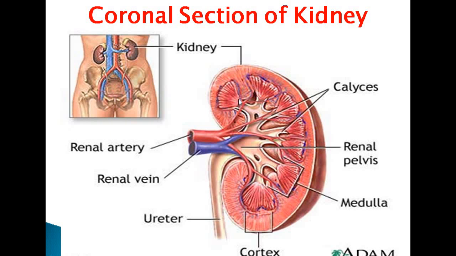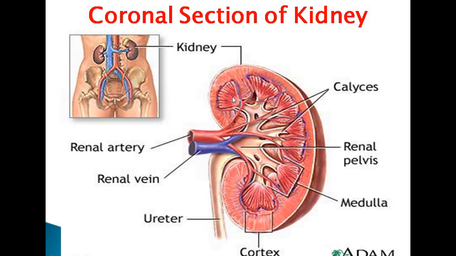The renal papillae are indented by the minor calyces. These are the minor calyces. The cortex again has 2 parts: the cortical arch, which caps over the bases of the renal pyramid, and the renal column, which is present in between the renal pyramids. So the cortical arch and renal column are parts of the cortex itself.